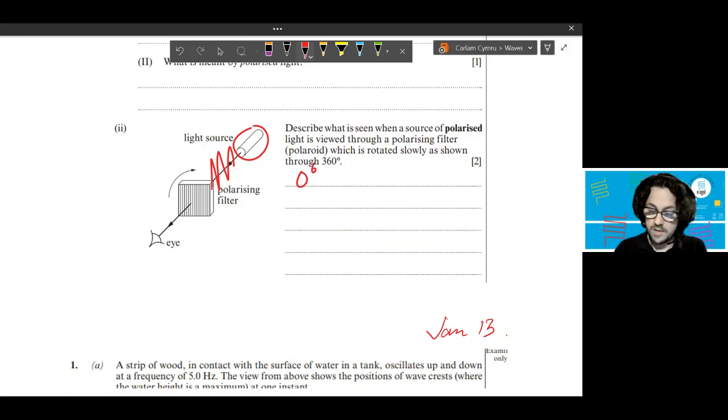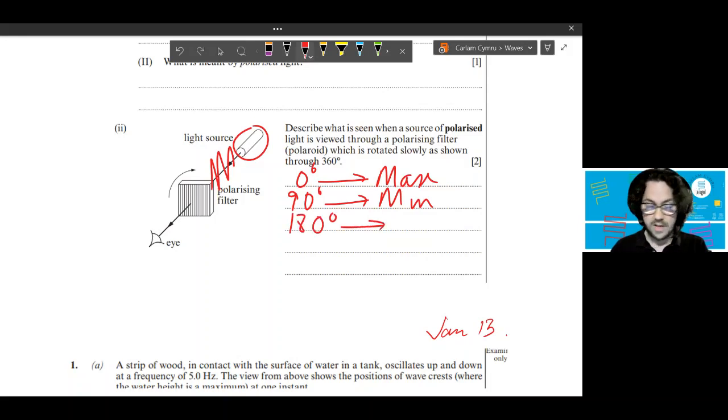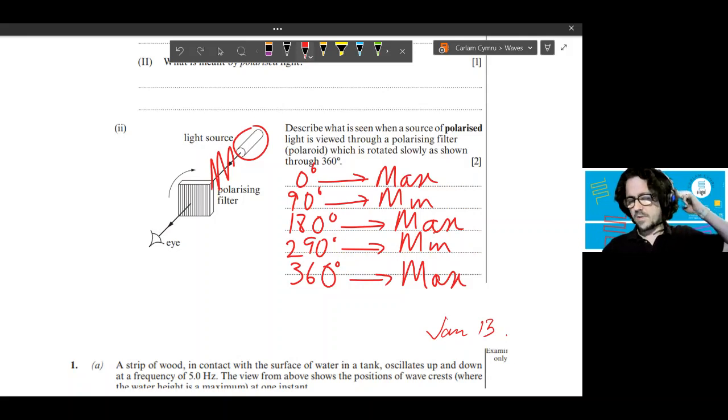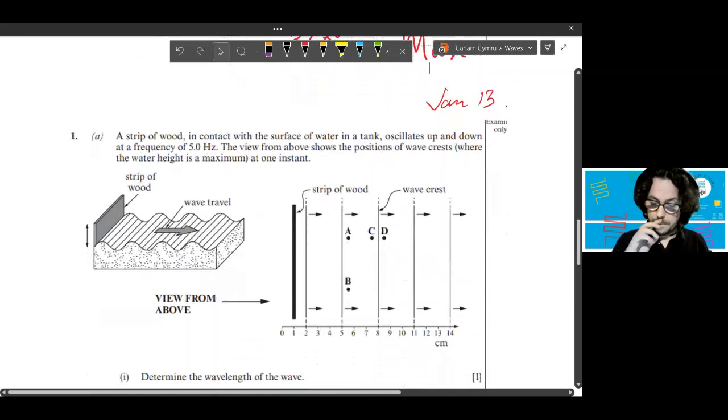So at 0 degrees, you'd have the maximum, the light passing through. At 90 degrees, you have a minimum, or none. Then at 180 degrees, remember, every 90 degrees we see this variation, you'd have a maximum. At 270, another 90 degrees, a minimum. And up to 360 degrees, a maximum. So you have a maximum amount of light coming through, then a minimum, as we orientate that filter differently to the vertically polarized light.